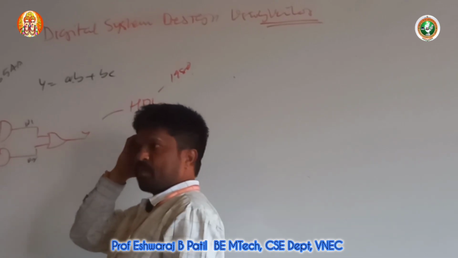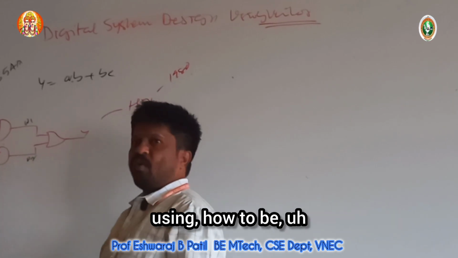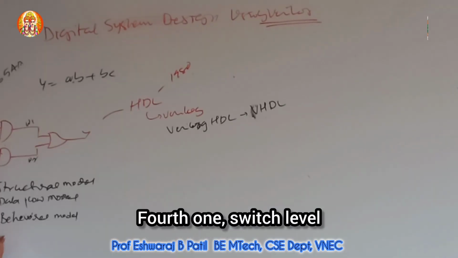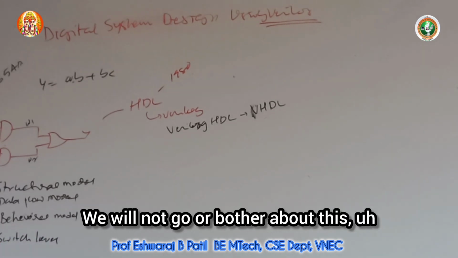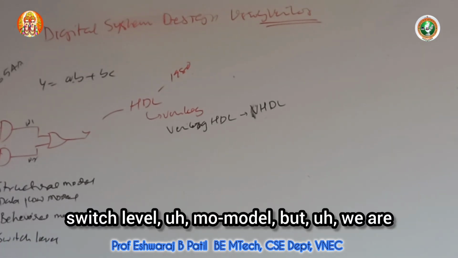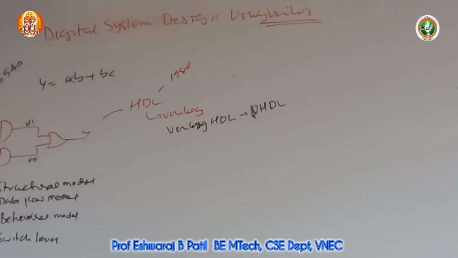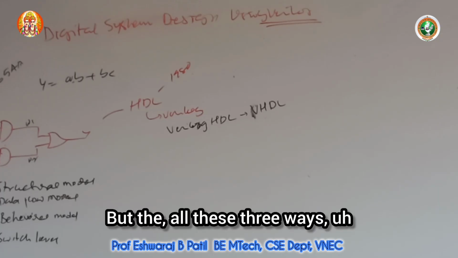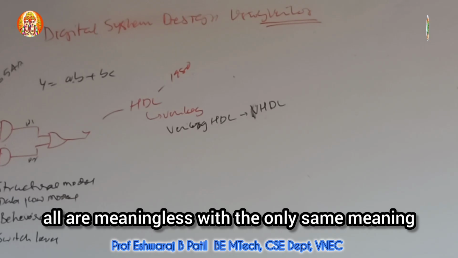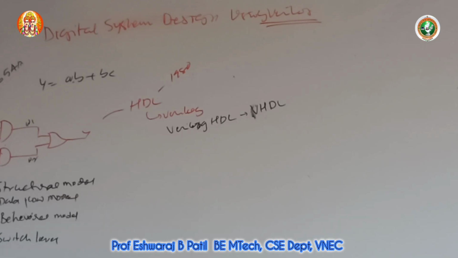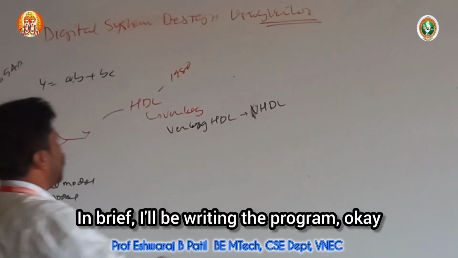It describes what type of hardware components I am using, explained at the switch level. We will not bother about the switch level model, but we can write this digital design system in three ways. All three ways, whatever programming we write, have the same meaning but are different ways. The first one we will consider is the structural model. In brief, I will be writing the program.